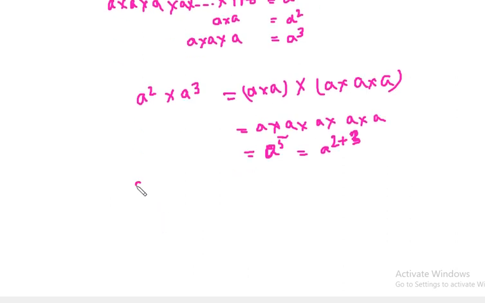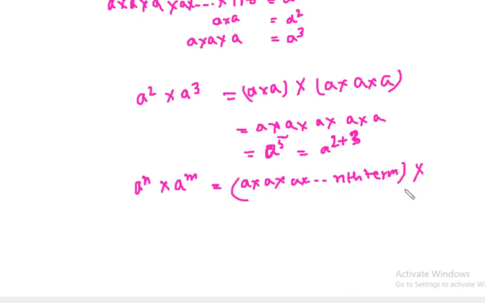In the general case, let us take a general example. If we write a to the power n and a to the power m and multiply these two, that means a is multiplied how many times? n times for the first number. A to the power n means a is multiplied n times, up to the nth term, and then again multiplied by a into a, how many? Up to the mth term.